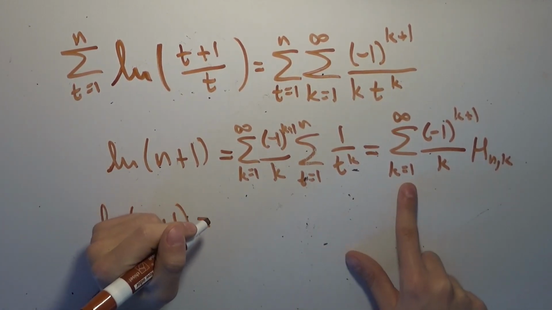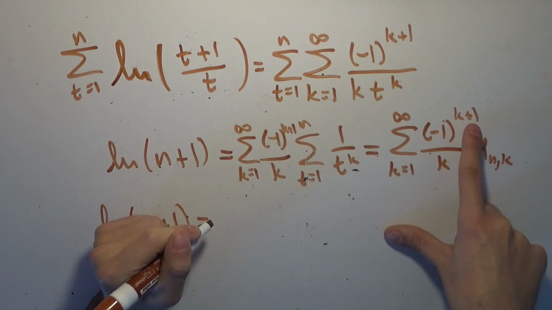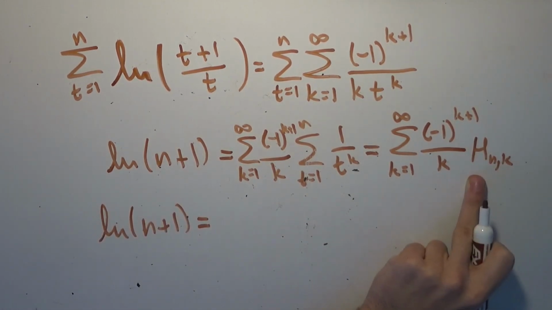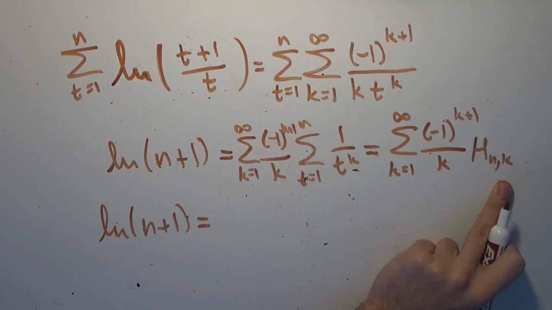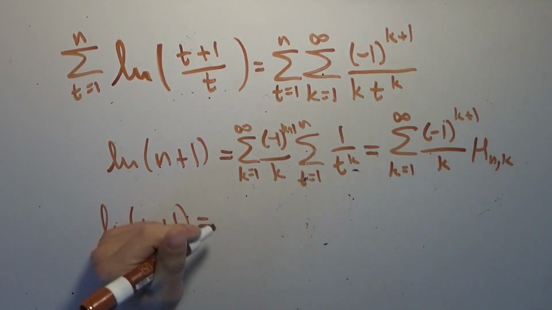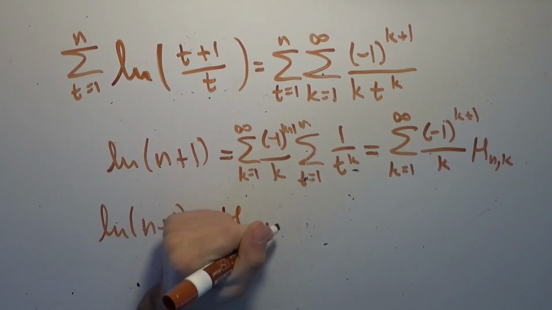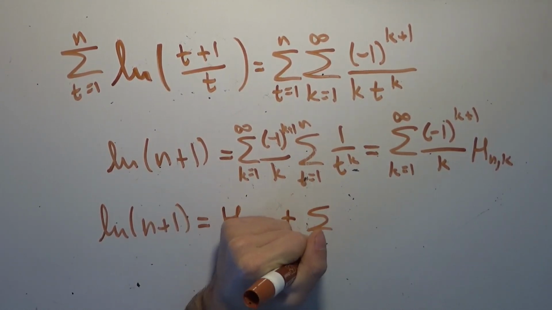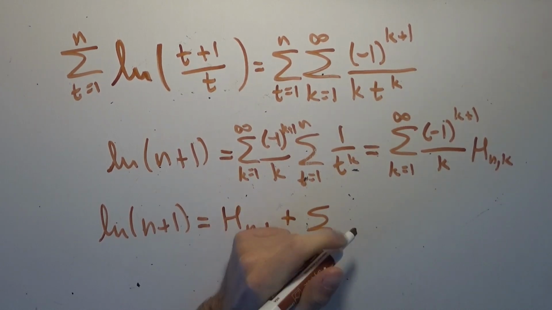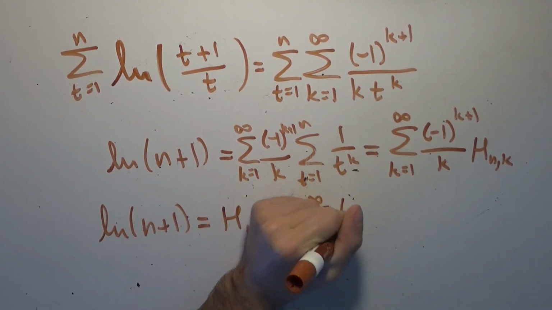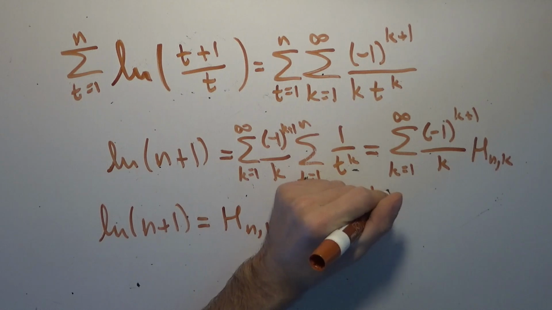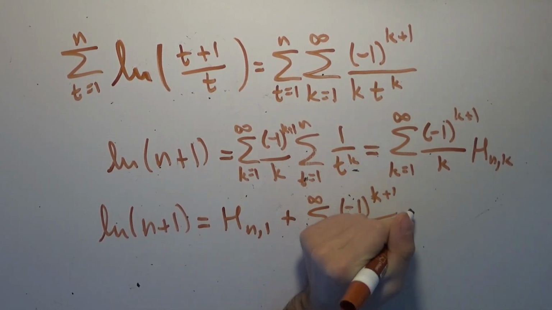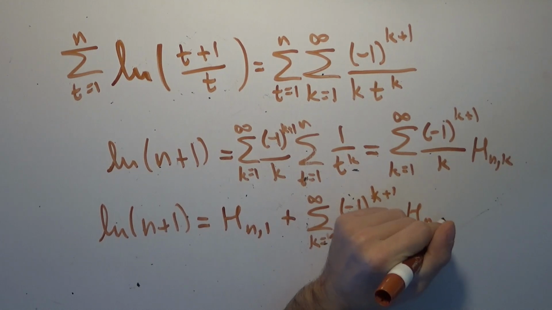Equals, and then the first term, plugging in 1 here, gives us 2. So negative 1 to the second power is 1, over 1 is 1, so we end up with just h sub n comma 1, and then plus the rest of that series, which is the sum from k equals 2 to infinity of negative 1 to the k plus 1 over k, h sub n comma k.